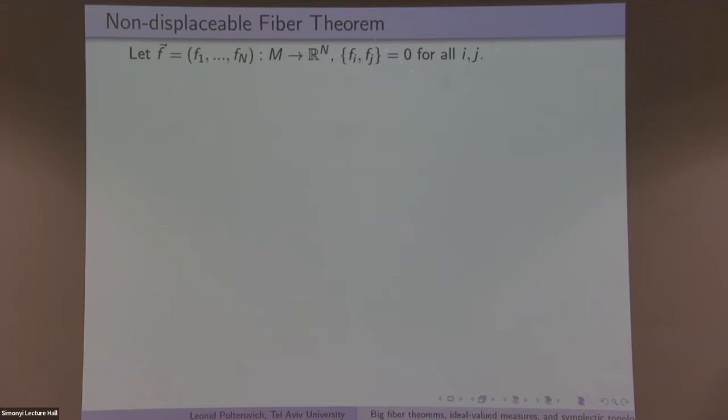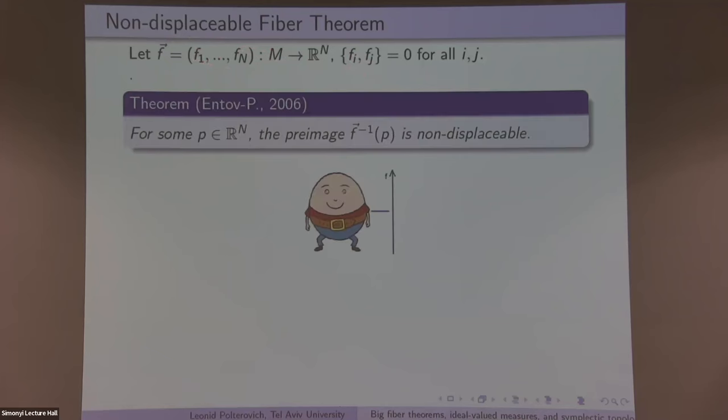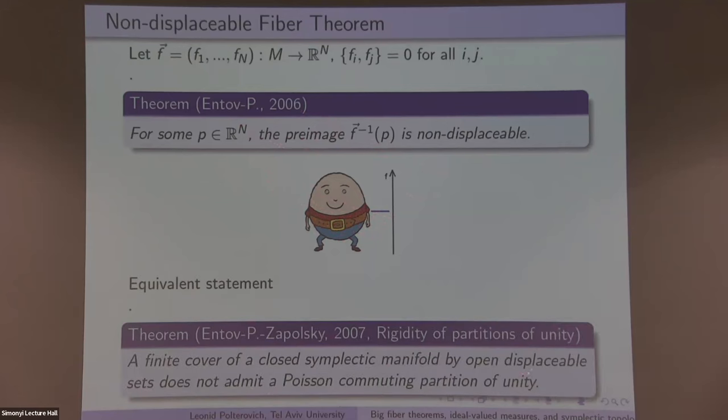Then the non-displaceable fiber theorem says the following. Assume that we have a map which is called involutive, so it's a map to Rn whose coordinate functions fi, fj Poisson commute. Then the old theorem by Entov and myself says that there exists necessarily a point whose preimage is non-displaceable. An equivalent formulation, joint with Zapolsky, is the so-called rigidity of partition of unity, and it says that a finite cover of a closed symplectic manifold by displaceable open sets does not admit a Poisson commuting partition of unity. So that's the equivalent formulation.